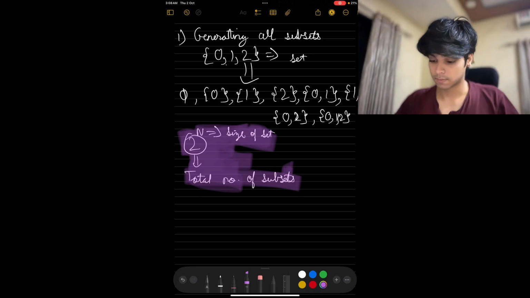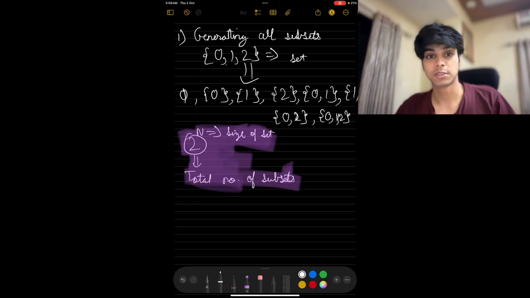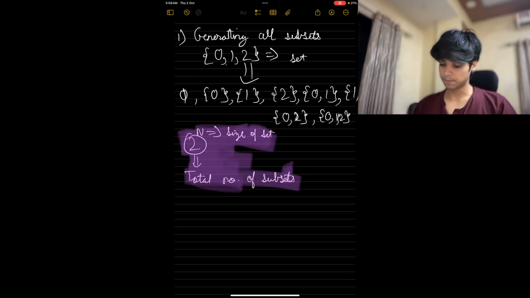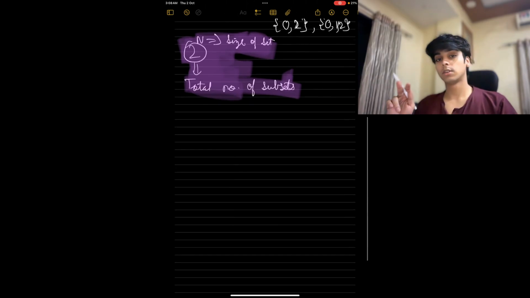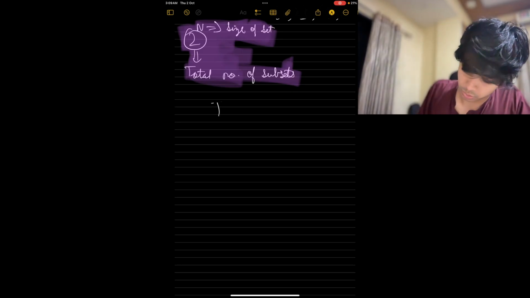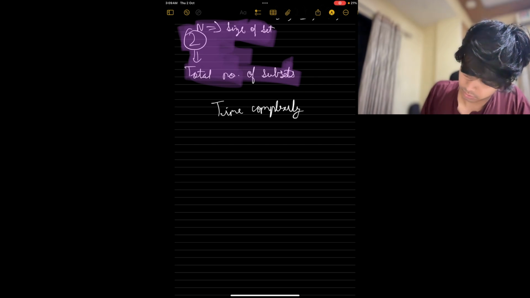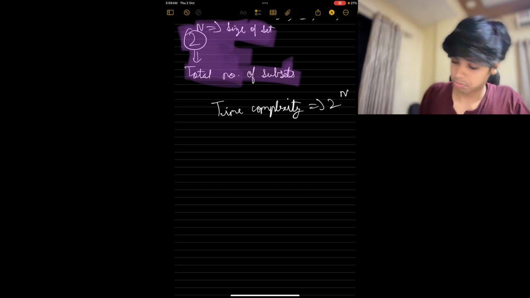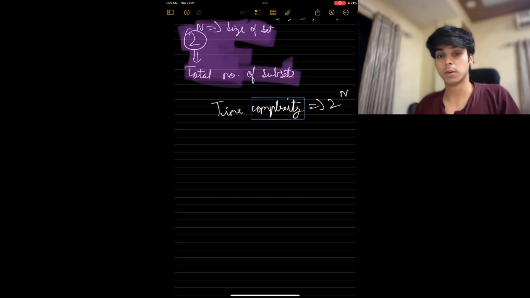Now how do I solve this? How do I get all subsets from a given set? There are two ways to solve this. Both are brute force methods. There is no improved solution for this, and the time complexity will be 2 raised to n. I know it's quite slow, but no optimal solution has been found for this particular problem till now.